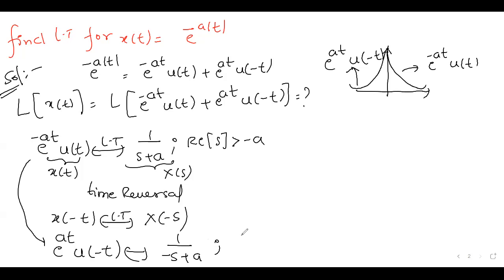Here the denominator must be greater than 0, meaning a minus s greater than 0, so a is greater than s. That means real part of s is less than a for this case. Because s is replaced with minus s, we cannot cancel the minus on both sides; we have to take the left-hand side term to the right and the right-hand side term to the left. Otherwise, if you solve this integration using the standard definition of the Laplace transform, you will get the exponent term a minus s, which must be greater than 0. You will get the restriction a is greater than s, meaning real part of s less than a. Okay, this is one condition and this is the other one.